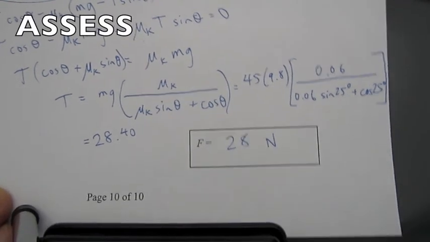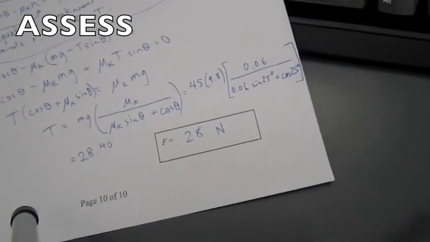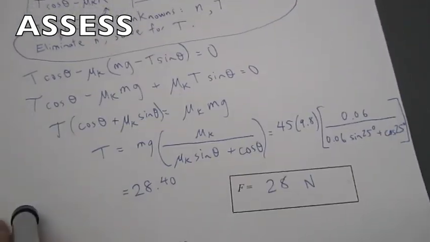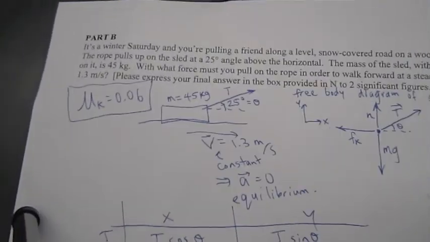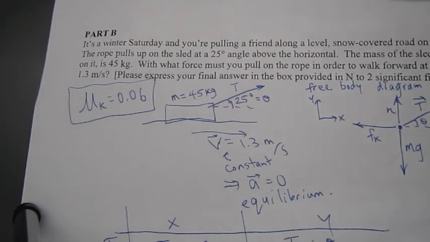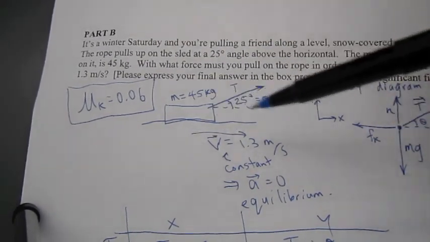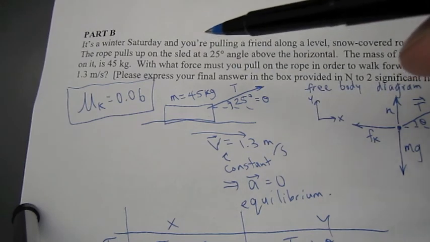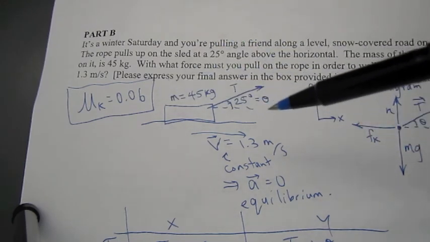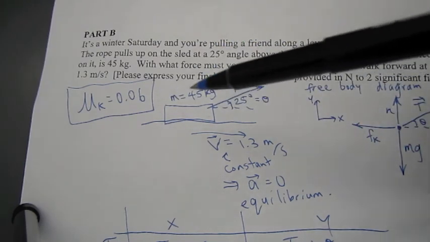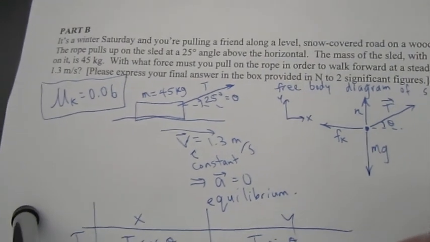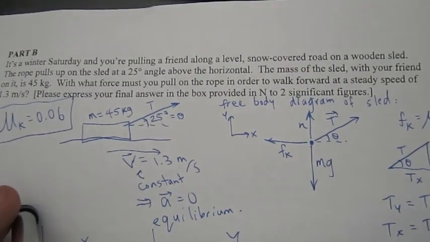And does that make sense? Well, it's not accelerating at all. All you're doing is keeping it in equilibrium. And you've got this 450 Newton force pulling it down, and a very small coefficient of kinetic friction, 0.06. So something a lot less than the weight is what's needed to pull it along, which is what makes it such a pleasant Saturday.